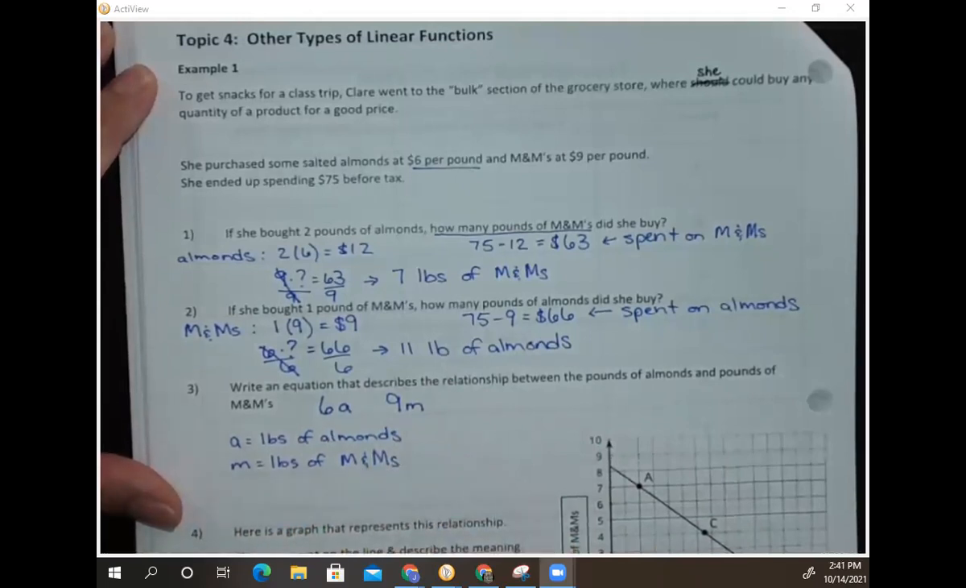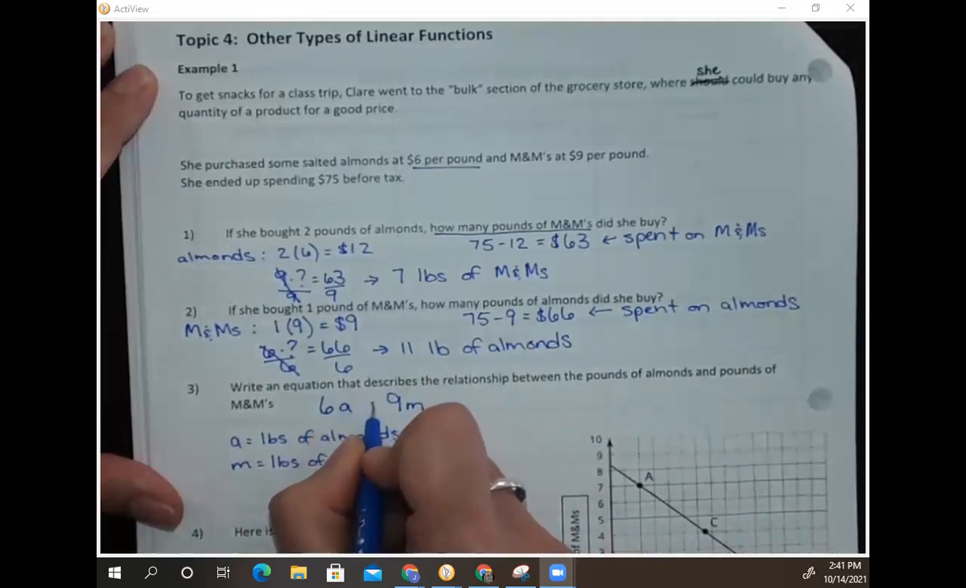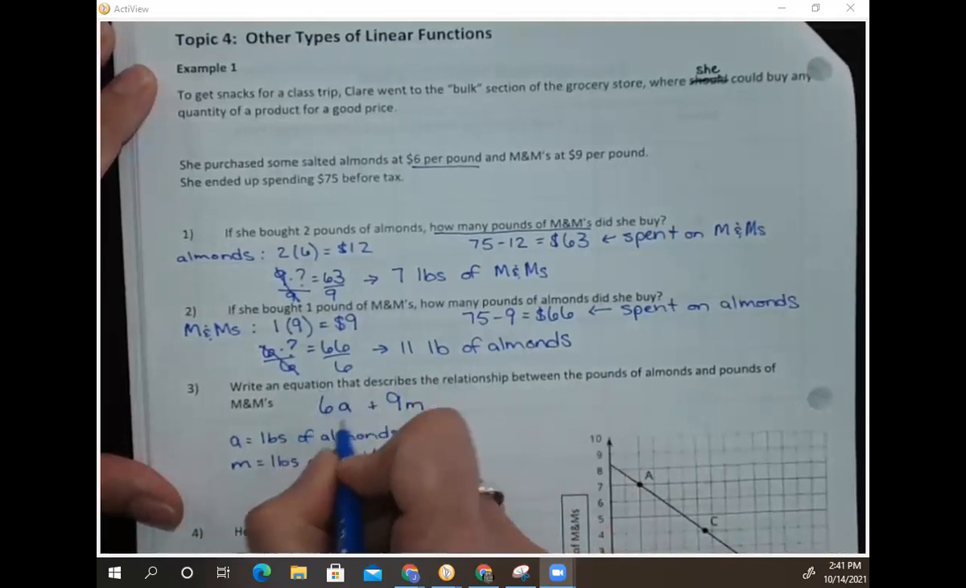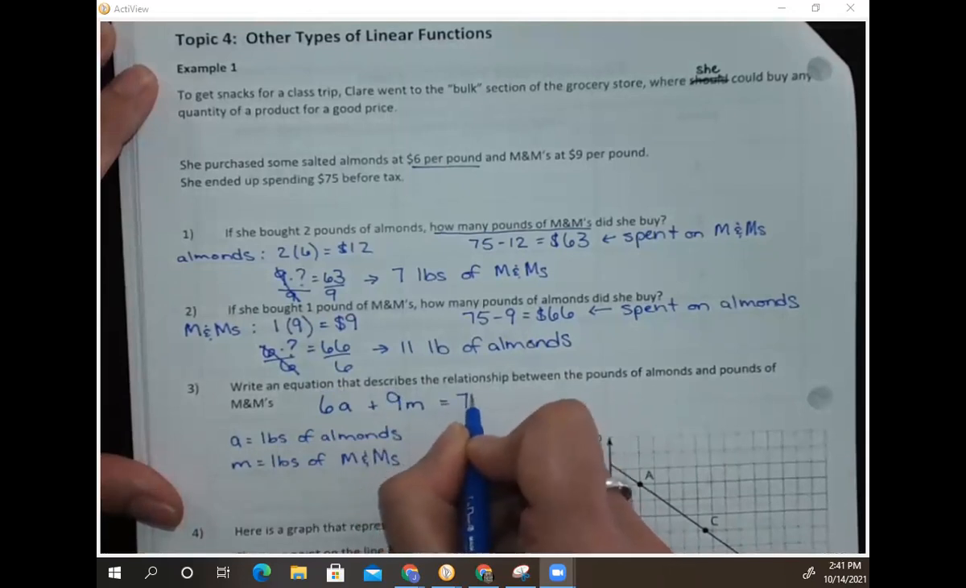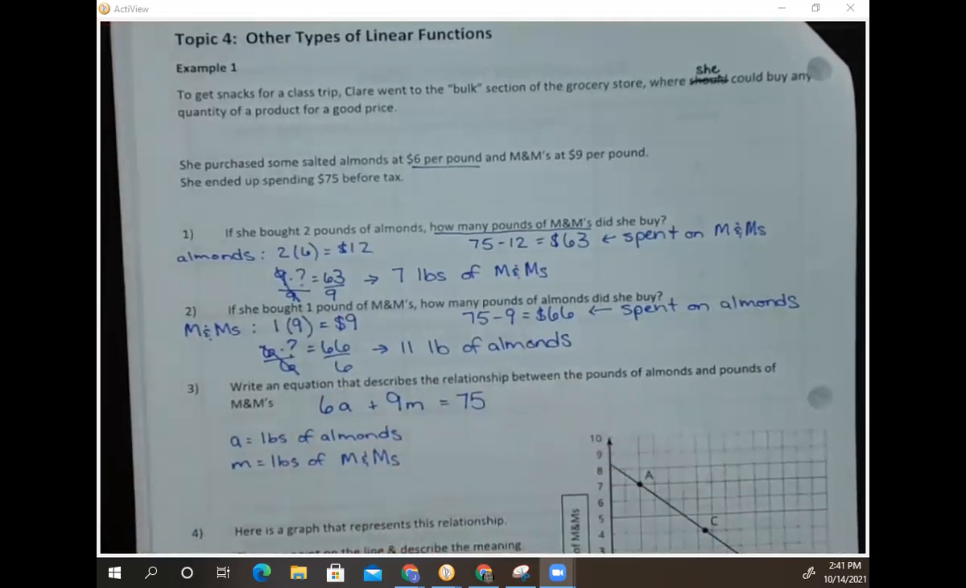And I know that my total, so if I added these together, how much money I spent on almonds and how much money I spent on M&Ms, my total would be $75. That's a standard form equation.